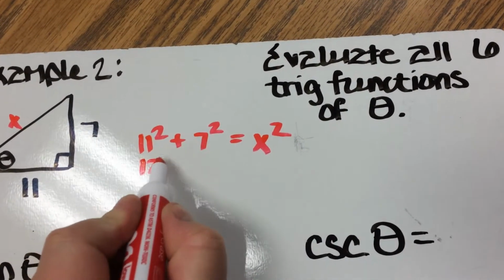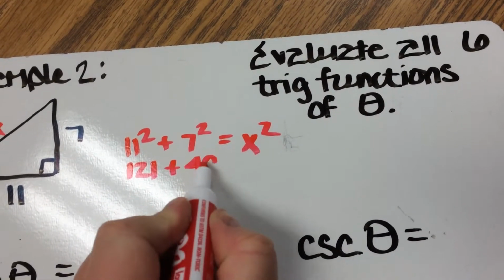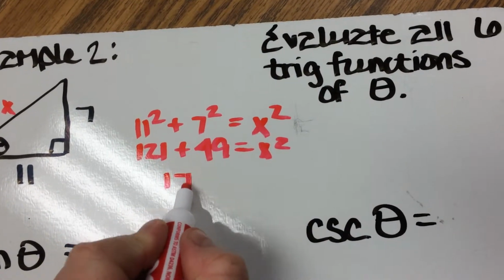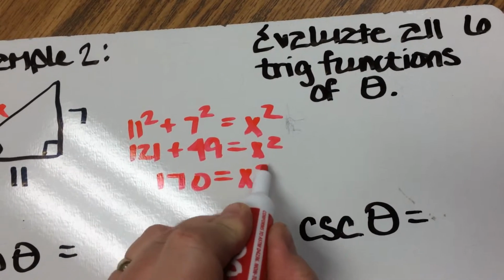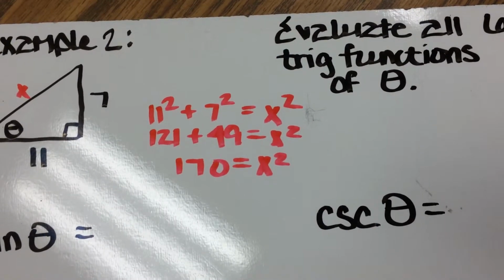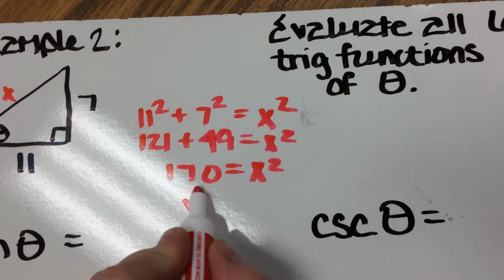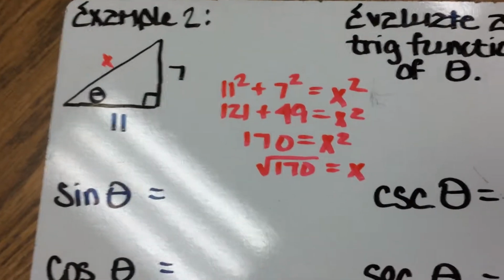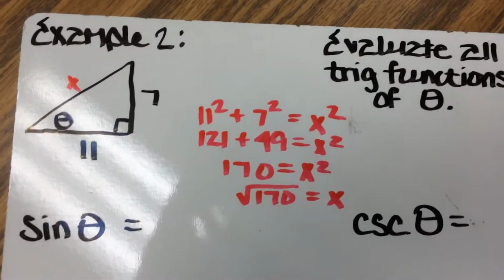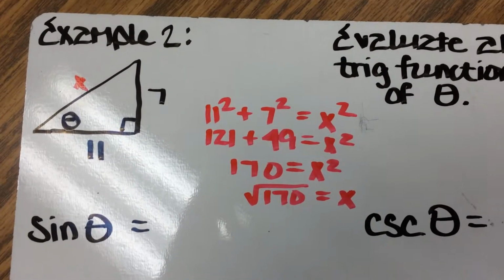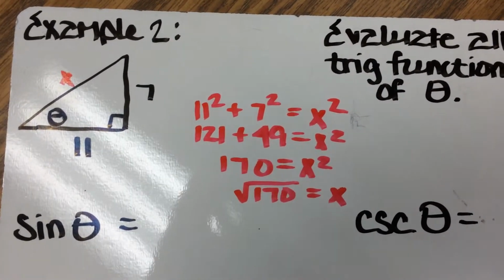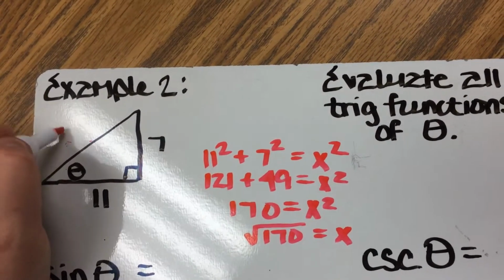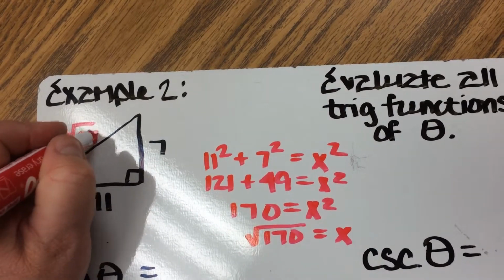11 squared, of course, is 121. 7 squared is 49. And adding those together, we get 170. Now, 170 is equal to x squared. I don't want x squared, I want x, so square root both sides. I get x to be the square root of 170. Of course, we're going to want to reduce that down if at all possible, you would break down your square root, but the square root of 170 is not going to break down. So I know that I can now call my hypotenuse the square root of 170.